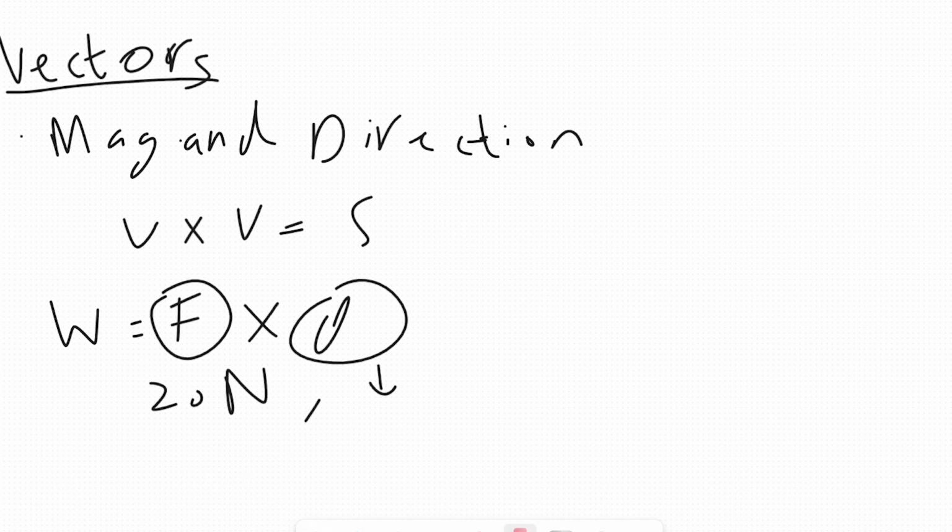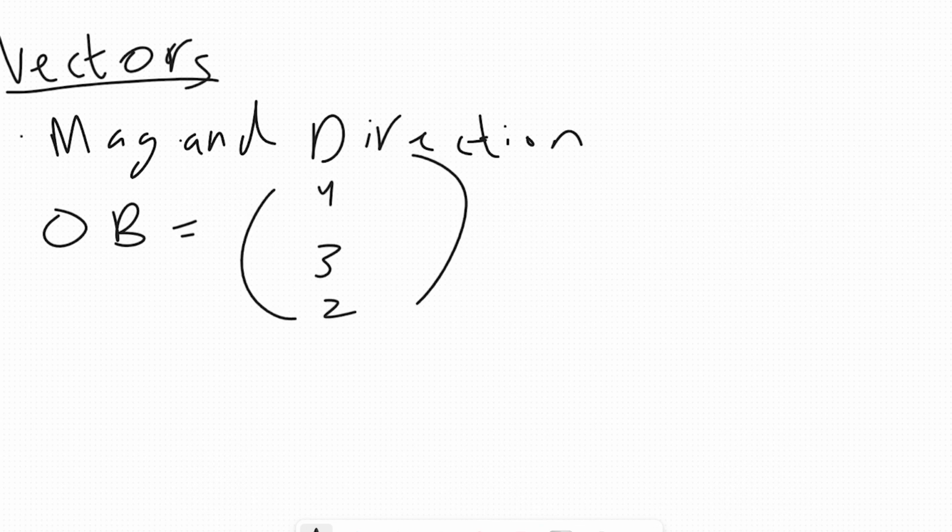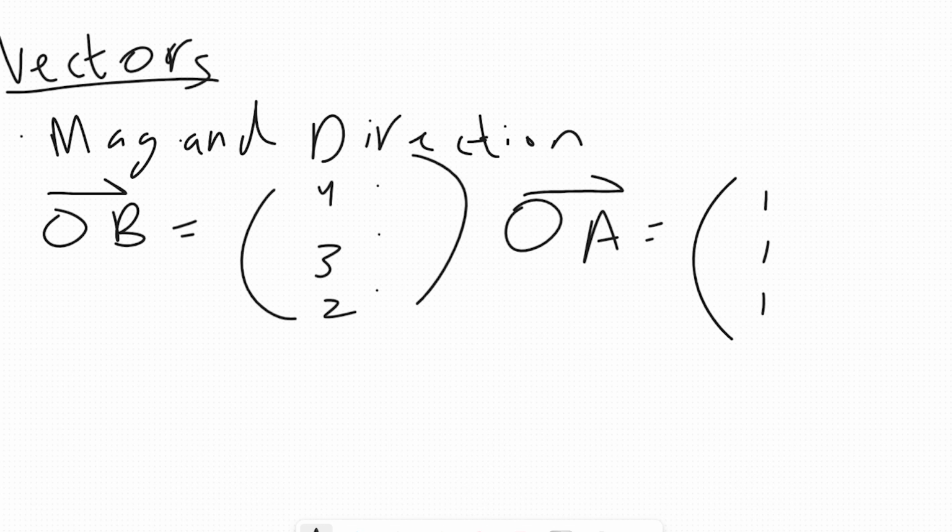Then what do we have to do? So let's say that we have a vector OB that is (4, 3, 2). Anyways, the vector is written like this with the arrow above it. Then we have OA, which is equal to (1, 1, 1), just for simplicity reasons. So first we need to calculate OB times OA.